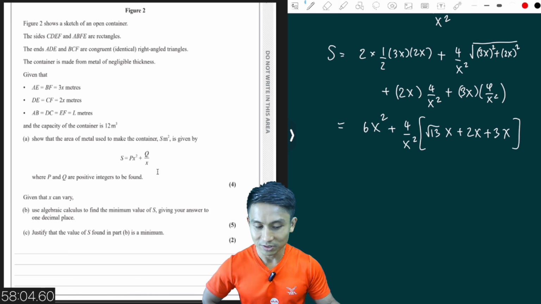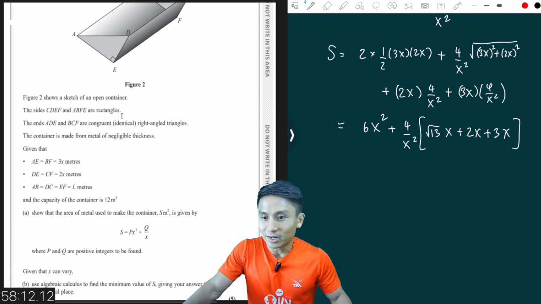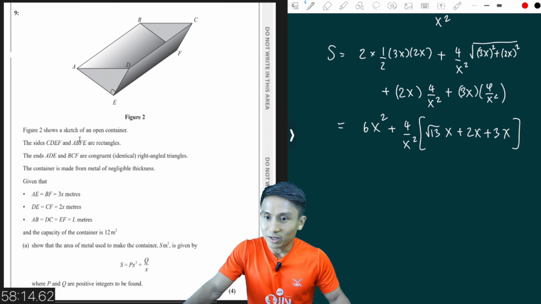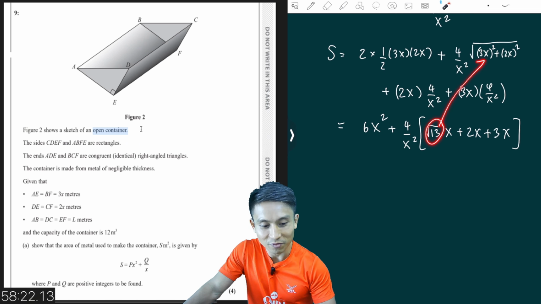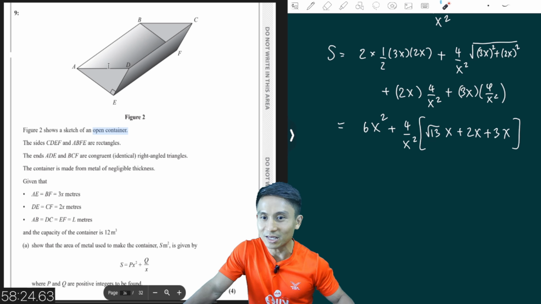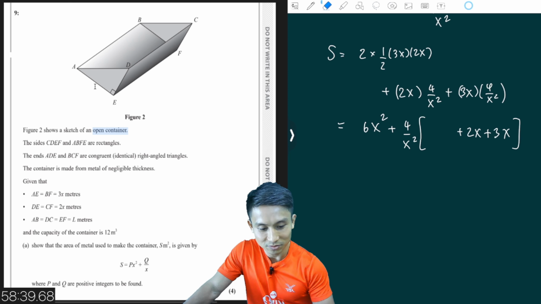Wait, what? Positive integer? Interesting. I don't get a positive integer for q. Did I do Pythagoras wrong here? Wait. An open container. That's why. I got the square root 13 here from assuming that ABCD is a lid or something. We can see inside here, so there should be no lid. The ABCD face doesn't exist, so I should cancel out this term. Okay, cancel out that term, so I only have these two.